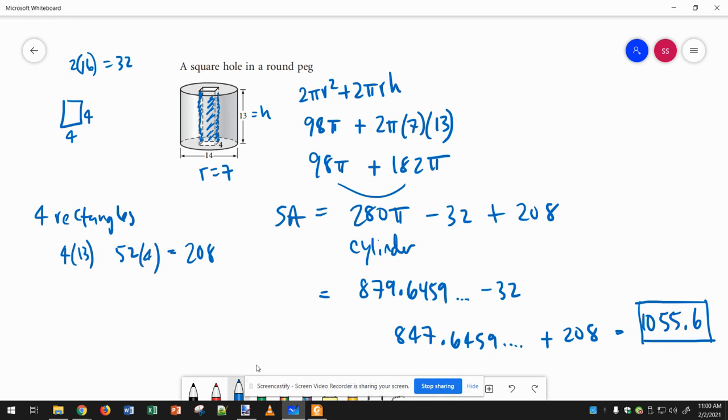Okay, and the next digit was a 4, so I can round. That would be to the nearest tenth.